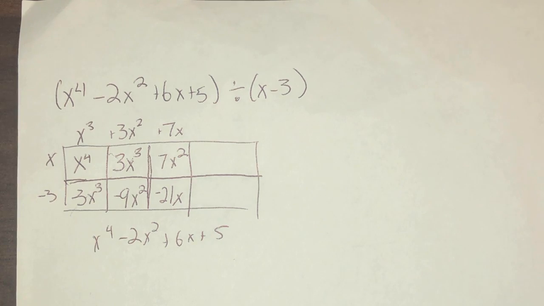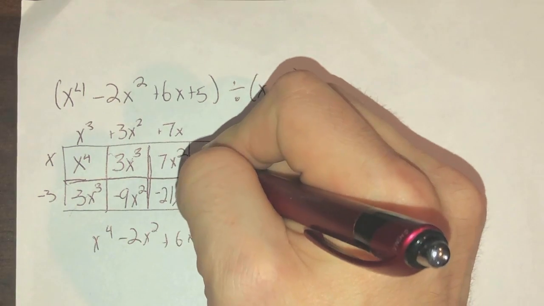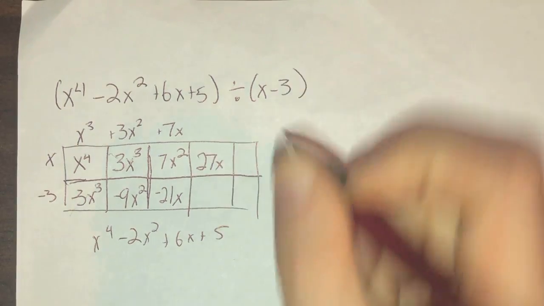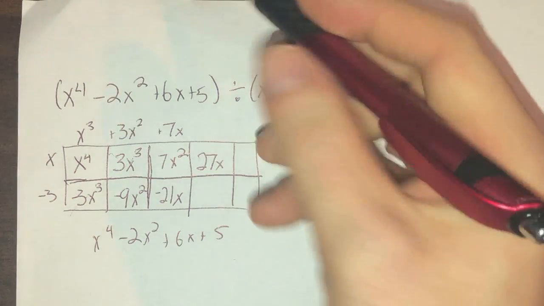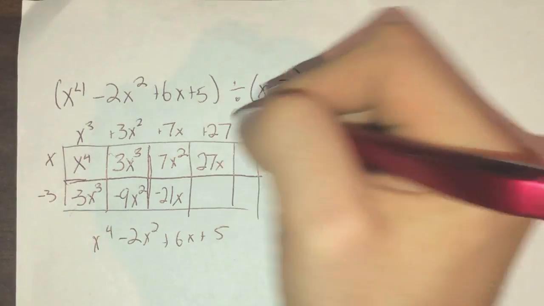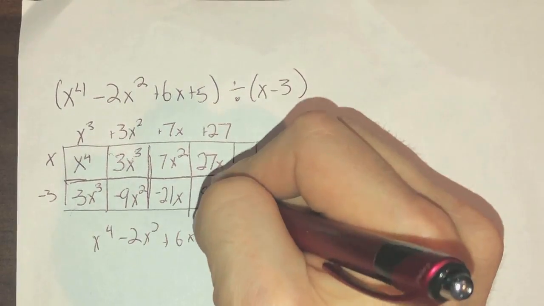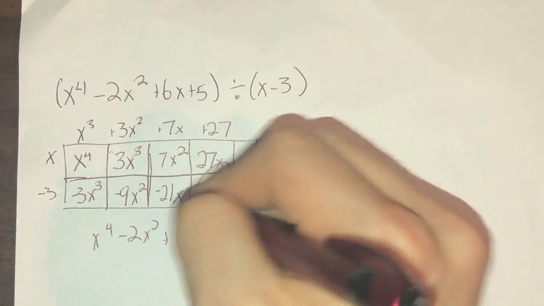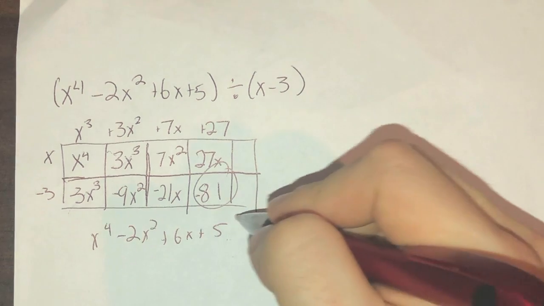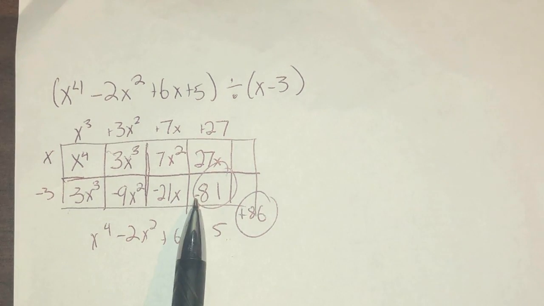Now I need to do a total of 6x in my answer, so this needs to be 27x, because 21 plus 27 is 6. That's where that strategy can get tough. So this needs to be 27. And then 27 times negative 3, that's negative 81. So I get a negative 81. I need to get to a positive 5. That means this needs to be 86 because negative 81 plus 86 is positive 5.